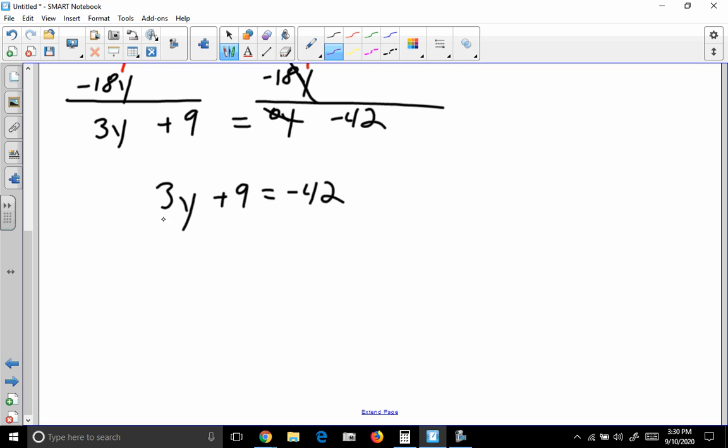We have our y's on this side, so let's get our numbers to the other side. So if we have a plus 9, the opposite would be to subtract 9. So bring down the 3y. 9 minus 9 makes 0. And then when we put these together, they're both negative. So when our signs are the same, we add the digits. So 1, carry your 1. Take the sign of the bigger.